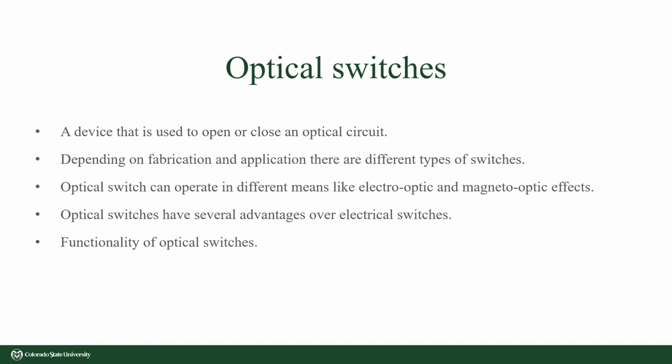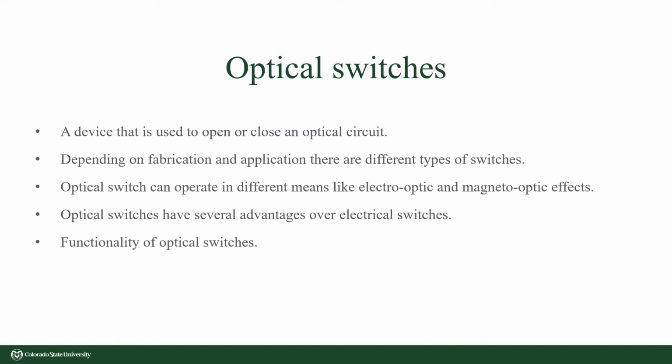Now, what are optical switches? An optical switch is a device that is used to open or close an optical circuit. An optical switch can also be defined as a device that selectively switches optical signals from one channel to another. The switching can be temporal or spatial. According to the different fabrication process and its application, there are different types of optical switches.